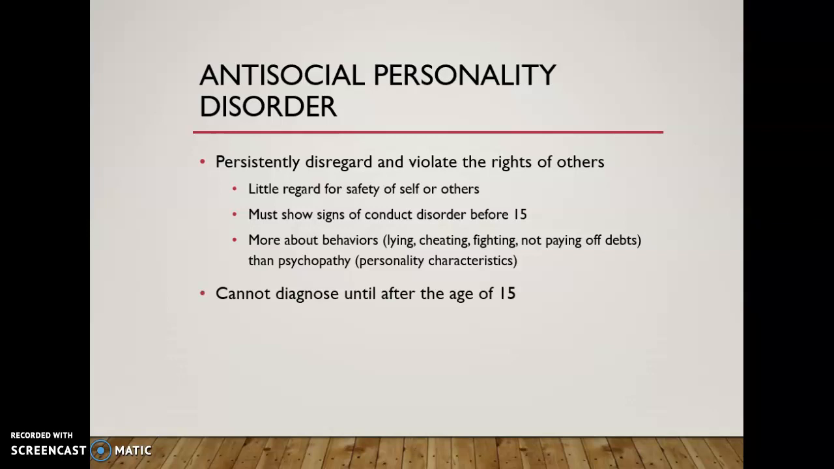Now, because a person must show signs of conduct disorder before 15, this one cannot be diagnosed until after the age of 15. So basically, if someone is showing these before the age of 15, we say they have conduct disorder. After the age of 15, we say they have antisocial personality disorder.